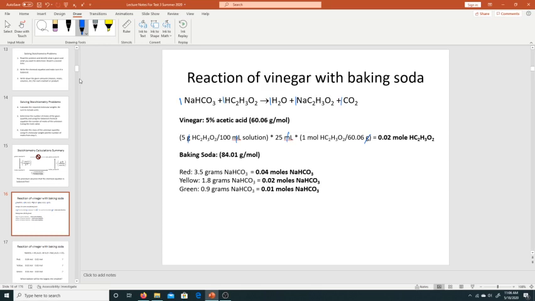When you hear the term vinegar, that means acetic acid in water. So you have to be a little careful about the terminology here. You have 0.02 moles of the acetic acid. The rest of it's water, it's just pure water, by the way.